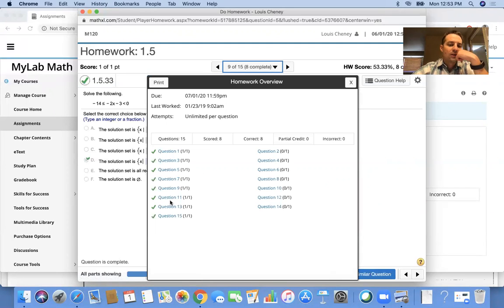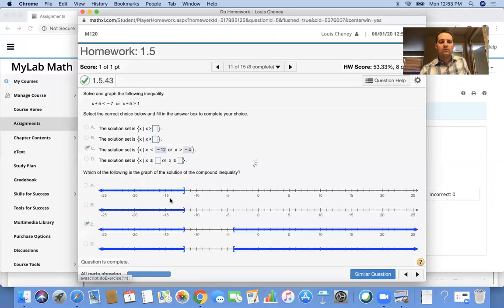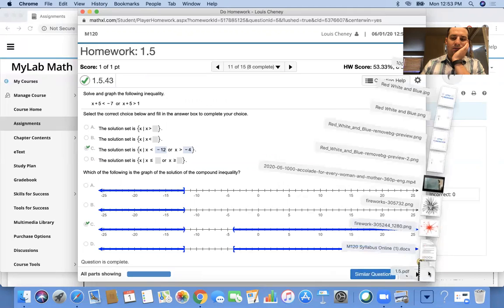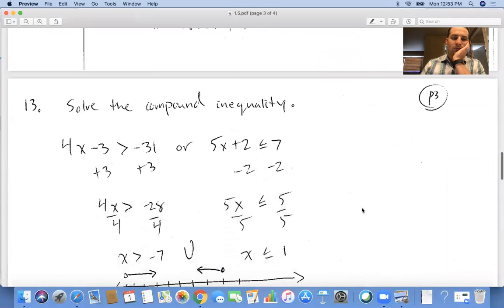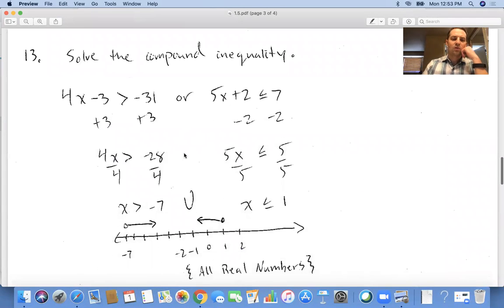Okay, let's move to 11. Now we have the OR symbol introduced. We're supposed to solve these two. So let's go there. OR means union, so just solve each one separately. I'll let you look over both of these for just a minute. Make sure you agree.